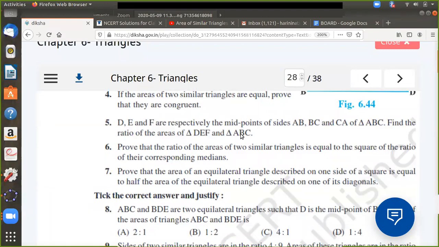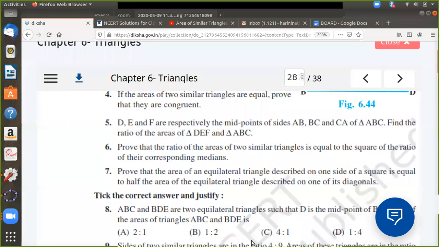Do you remember? That's why I told you to please keep your notes with you. So there we went and proved that the area of that smaller triangle is 1/4 the area of the larger triangle. Can you remember that? Something like that we have done there. Now what is it that they are asking? Find the ratio of the areas of DEF and ABC.